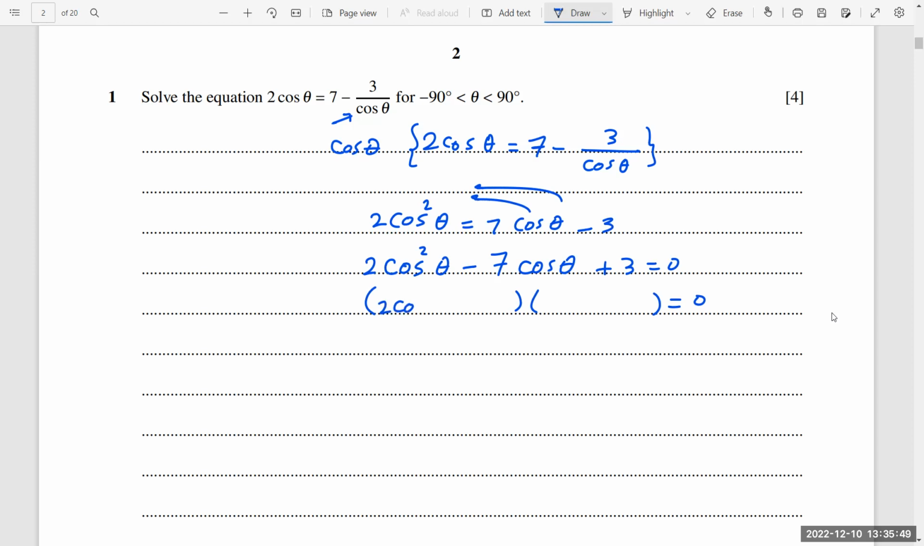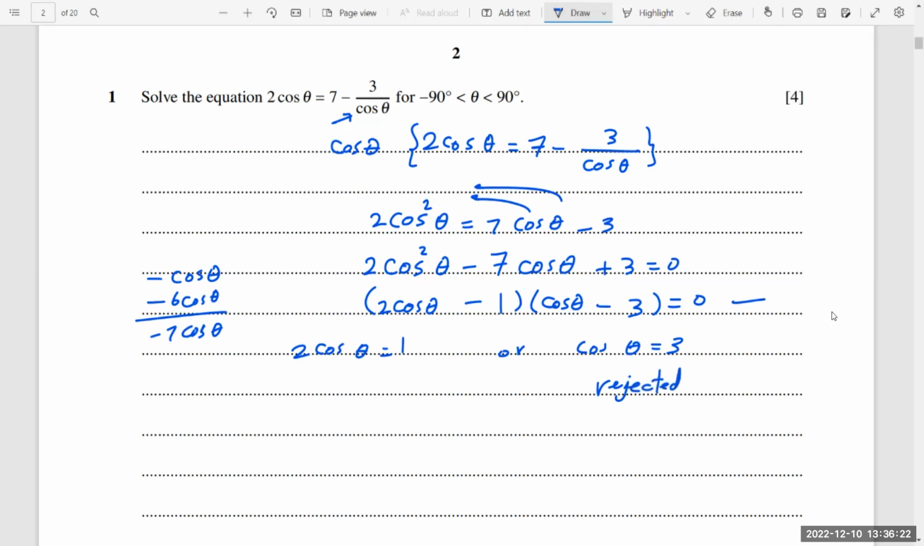Just factorize 2 cosine squared theta into 2 cosine theta times cosine theta. And 3, you can factor it as 1 times 3. For the middle term to be negative, I have to make it negative 1 times negative 3. The middle terms now are negative cosine theta and negative 6 cosine theta. The sum is negative 7 cosine theta. So this factorization is correct. So either 2 cosine theta is equal to 1 or cosine theta is equal to 3. This is of course rejected because the maximum of cosine theta is 1.